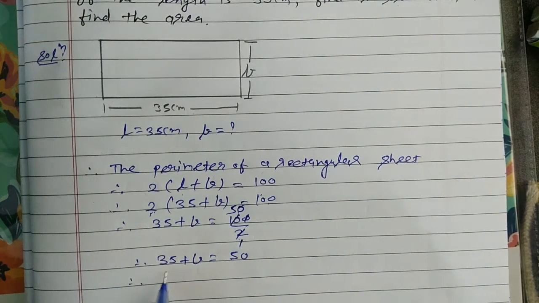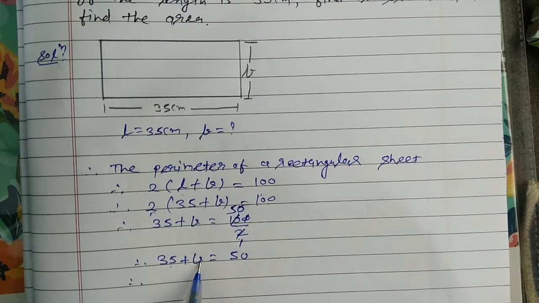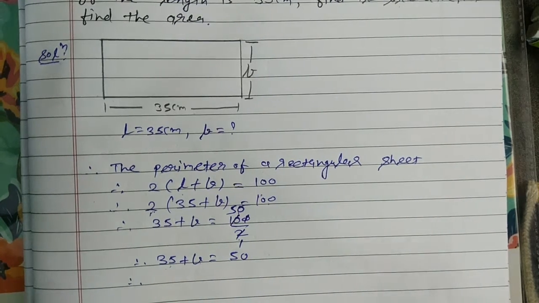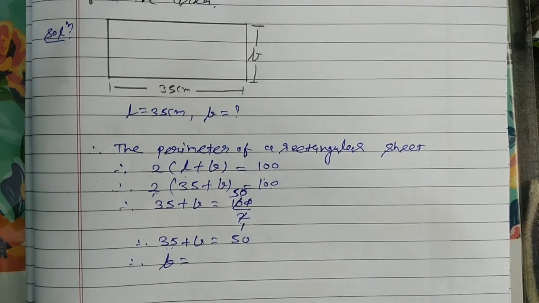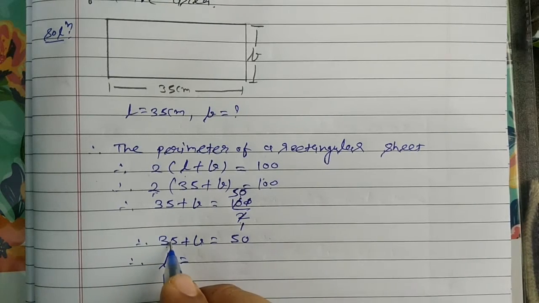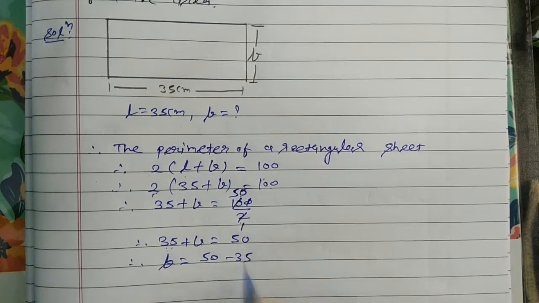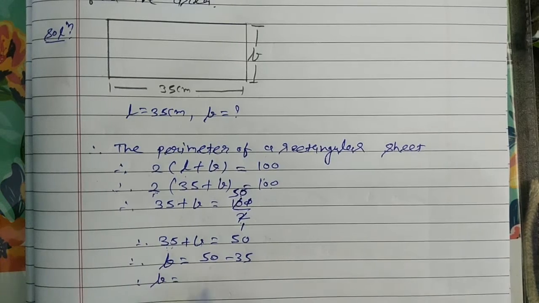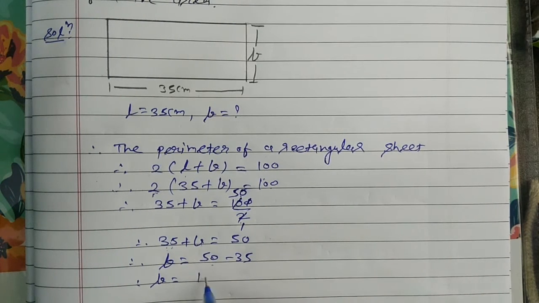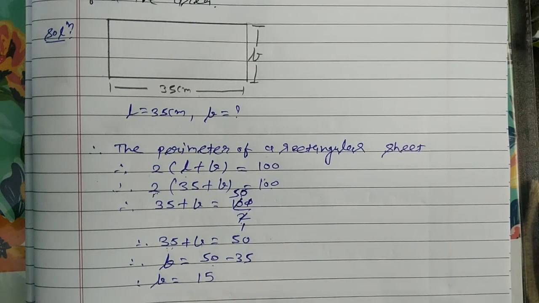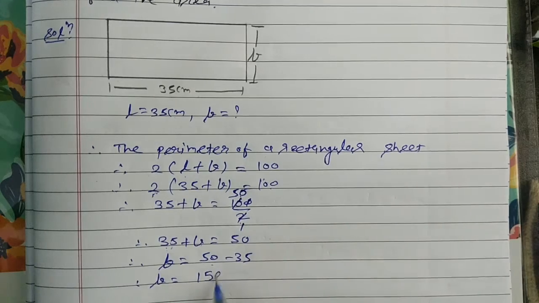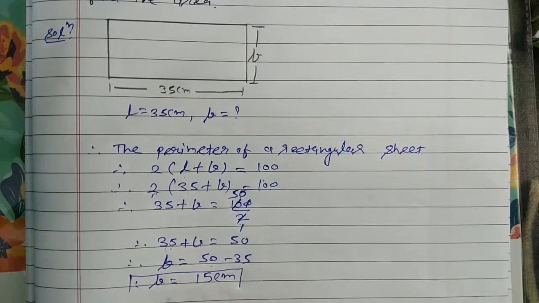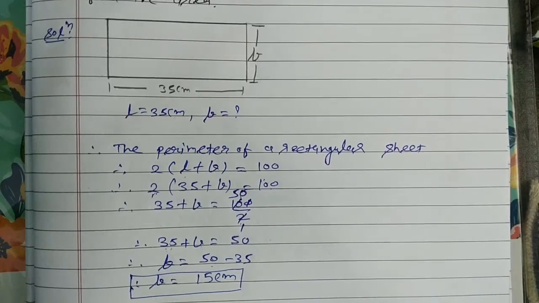And therefore now we will transpose the 35 from left hand side to right hand side, because we want to find breadth, that is small b. So when we transpose this 35 from left hand side to right hand side, this positive 35 become negative 35, and therefore b is equal to 50 minus 35, that is nothing but 15. And what will be the unit? Unit is centimeter. So breadth, we have found breadth, that is nothing but 15 centimeter.